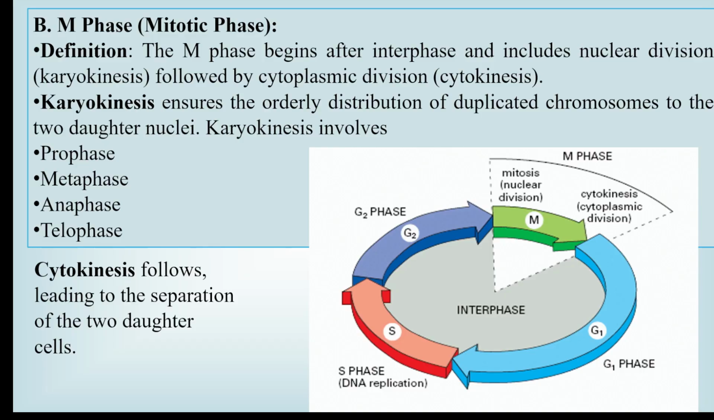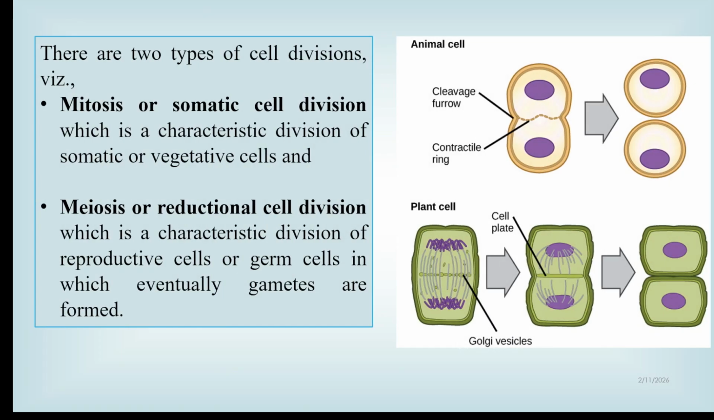As like this the cell cycle is completed. Specifically, the M phase can be of two types: one is mitotic and the other is meiotic. Mitotic division occurs in somatic cells, or vegetative cells, where from a single cell two daughter cells are formed, and this division takes place in somatic cells only.